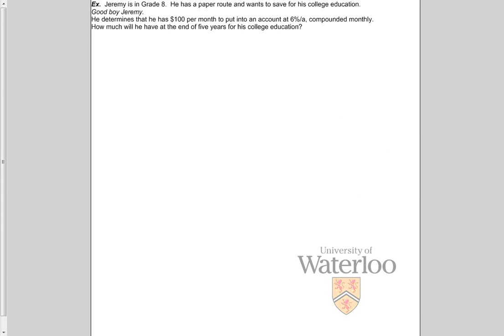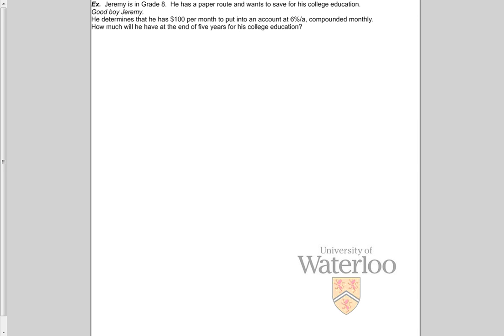Jeremy is in grade 8. He has a paper route and wants to save for his college education. He determines that he has $100 per month to put into an account at 6% per annum, compounded monthly. How much will he have at the end of 5 years for his college education?